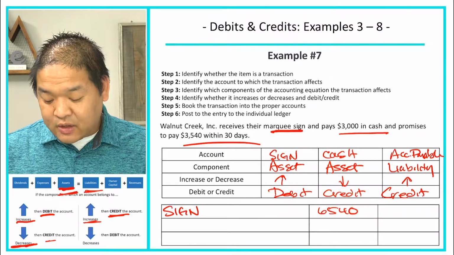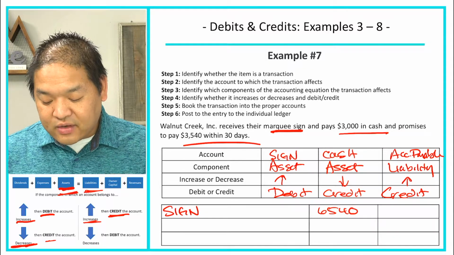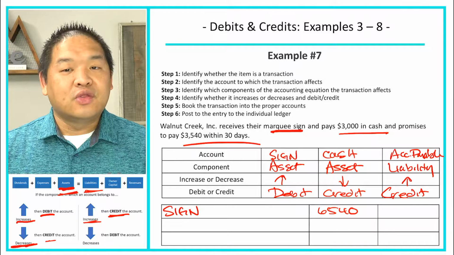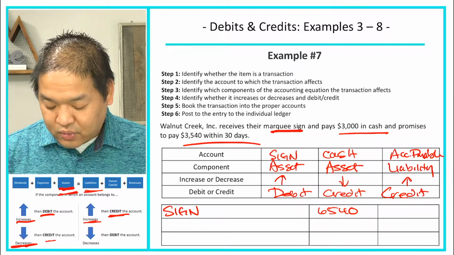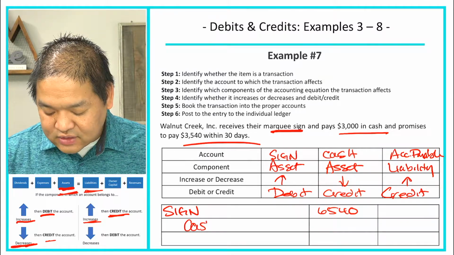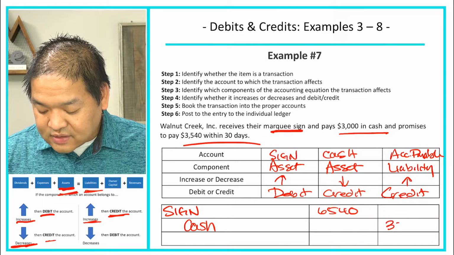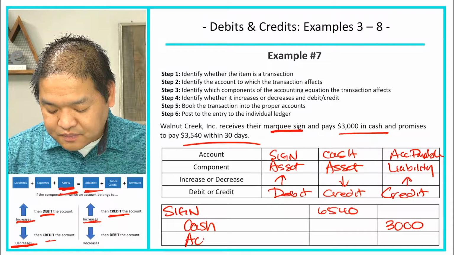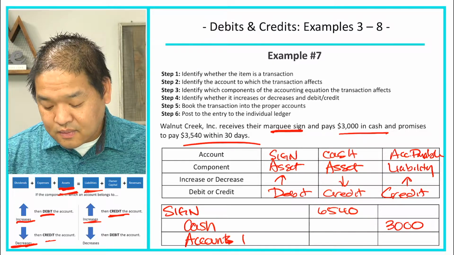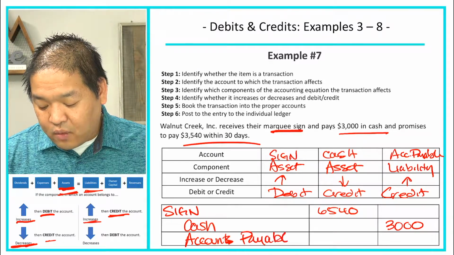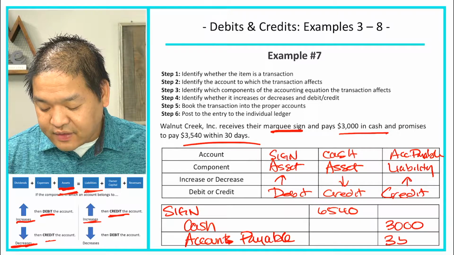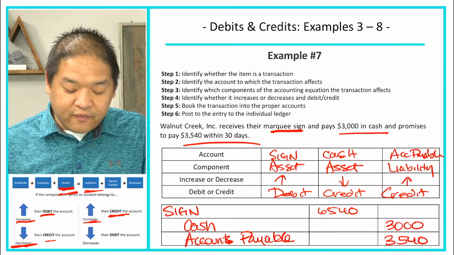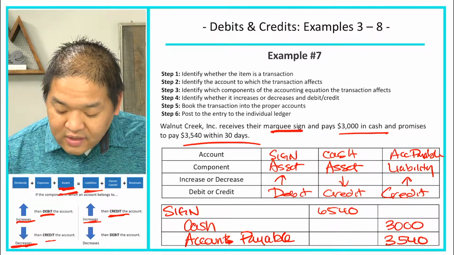All right, now it's time for the credit. So the credit here, we can choose either cash or accounts payable. Which one do we choose? The real answer is it doesn't matter. So we're going to credit cash first for $3,000, and then we're also going to credit accounts payable for $3,540, and that's okay. Now, if you put accounts payable before cash, that's fine, as long as your debits equal your credit.